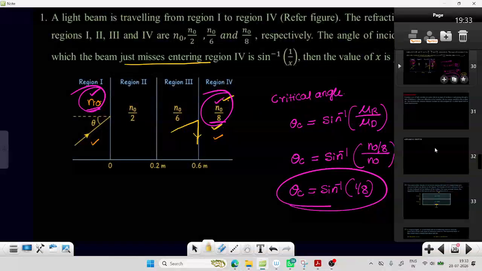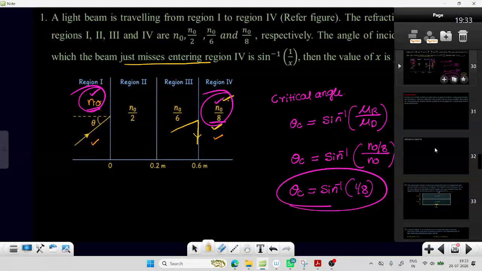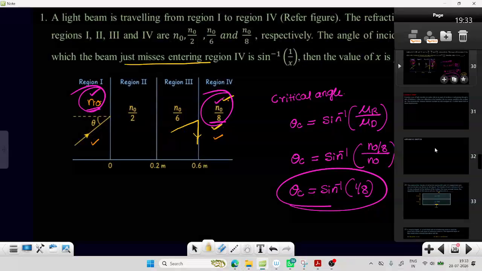If the light ray does not enter into the medium, that means the light ray has to suffer a total internal reflection. It is not going to that medium, it is going back to the initial medium only.